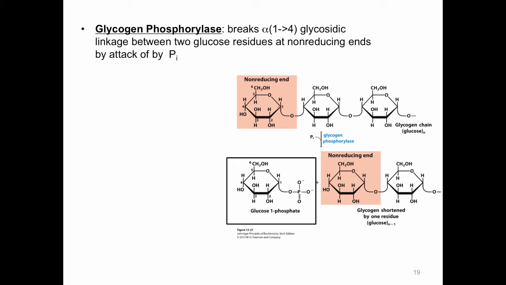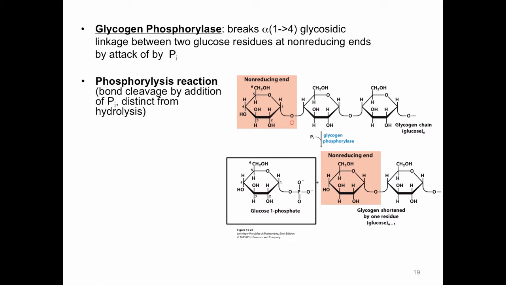This enzyme breaks the alpha-1,4 glycosidic bond between the two glucose residues at the non-reducing ends by attack of an inorganic phosphate. When there is bond cleavage by addition of an inorganic phosphate, this is called a phosphorolysis reaction. And so this is distinct from hydrolysis, where a molecule of water is added to break a bond. In the reaction, inorganic phosphate attacks carbon 1 of the glucose residue that is at the non-reducing end. This causes the rest of the glycogen polymer to leave, resulting in glucose 1-phosphate and then glycogen that has the remaining number of glucose units. So it's going to be N-1.